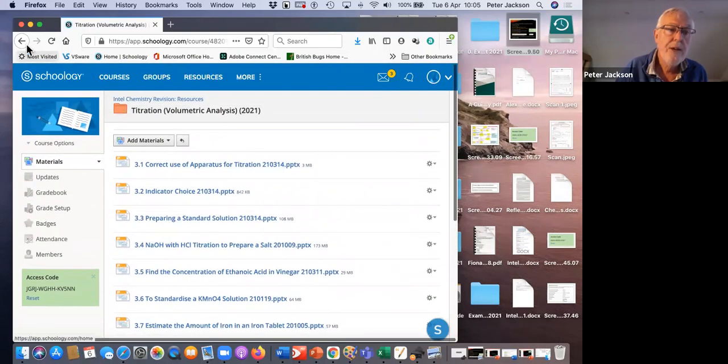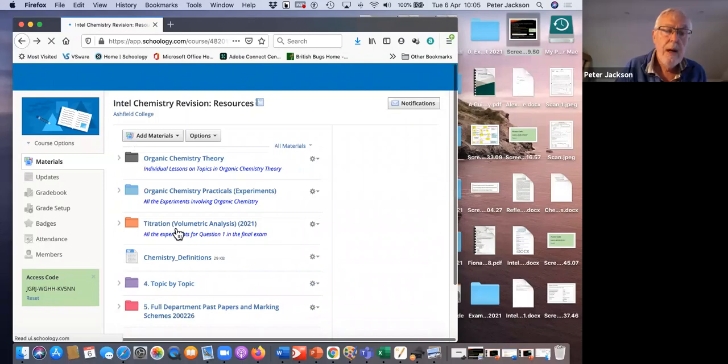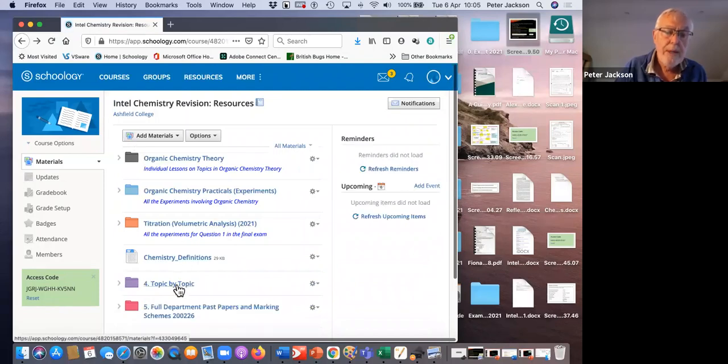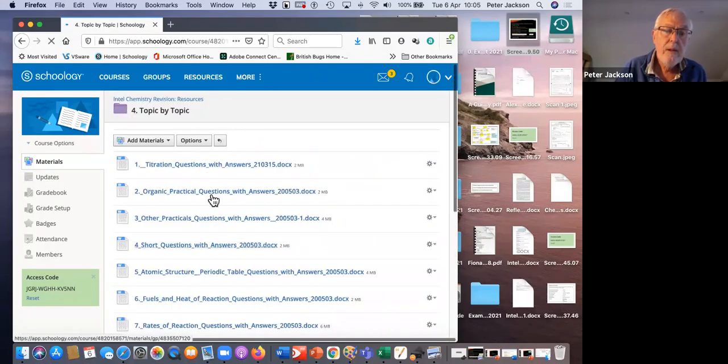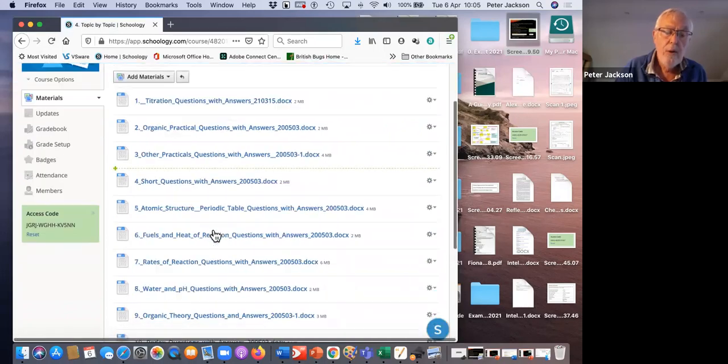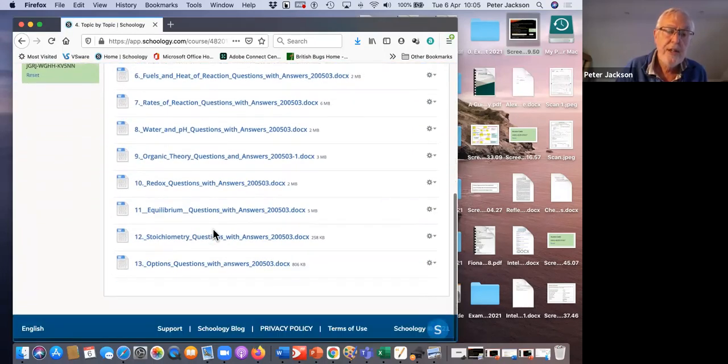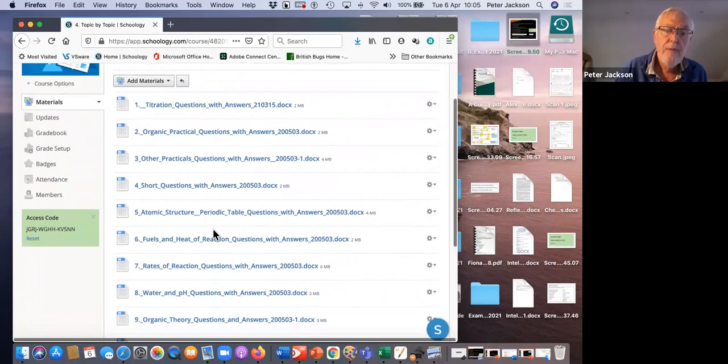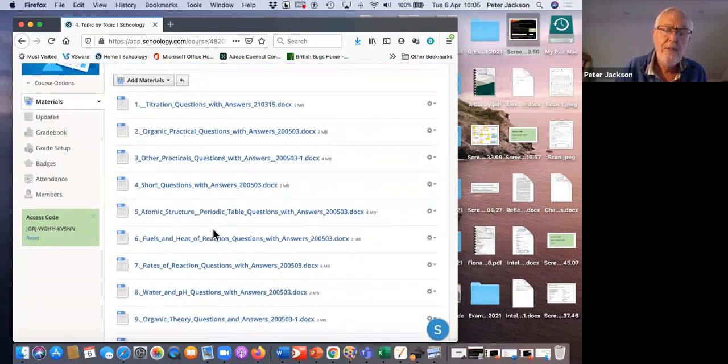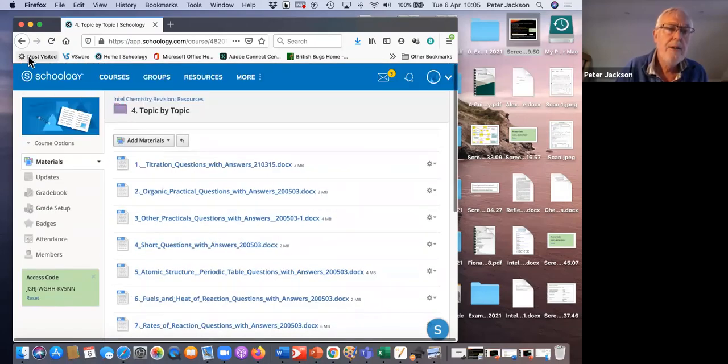All the titration PowerPoints are here. We'll start those tomorrow probably. And then there's topic by topic. This contains all the questions, not last year's yet, I haven't got them in yet, but for all other topics, all the questions and marking schemes, somewhat simplified, are there. And I think that's the last one, was it?